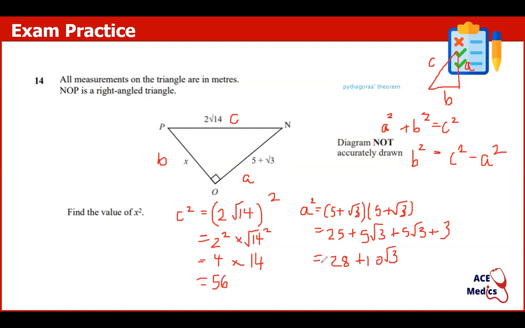Then we need to do 56. So we've got C squared minus A squared now. C squared is 56. 56 minus 28 is 28. Plus 10. Sorry, minus 10 root 3, because we need to take away the whole thing. And that's our answer. That's x squared.